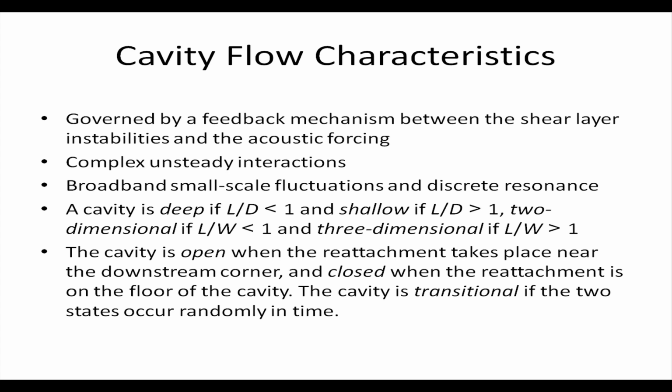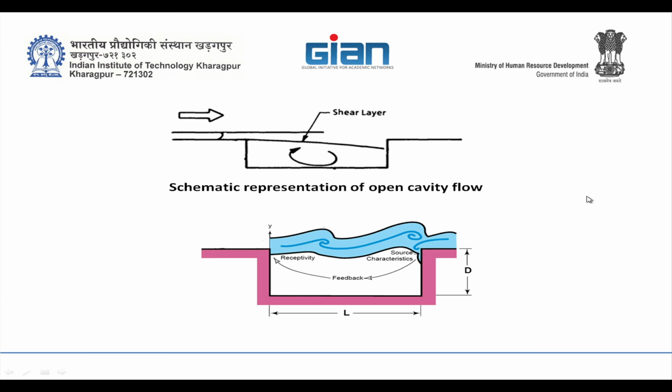Okay. If the length to depth ratio is less than 8, the cavity is called an open cavity. In the case of an open cavity, this is the nature: the flow separates from here and the shear layer spans the entire cavity and reattaches here. That is called an open cavity. Sometimes the shear layer comes and hits the base of the cavity and there is another from this side. So, that is called a closed cavity.